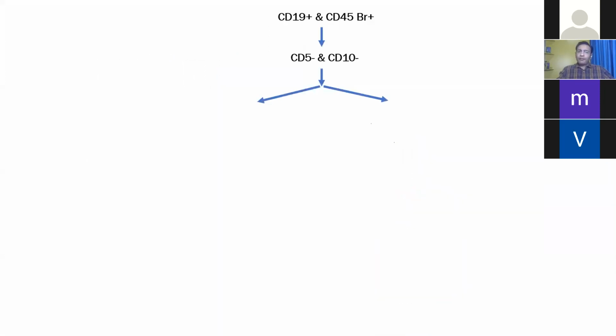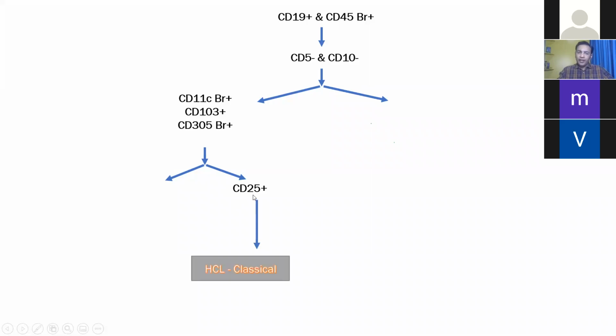So that is different types of DLBCL. Now, if we have both CD5 and CD10 negative, then what do we do? Then we look for the other markers like CD11c, CD103, CD305. CD305 is a relatively new marker. If CD11c is brightly positive, CD103 is positive, and CD25 is positive, so there is a triad, CD11c, CD103, CD25, this is classical hairy cell leukemia. But if CD25 is negative, that is hairy cell leukemia variant.